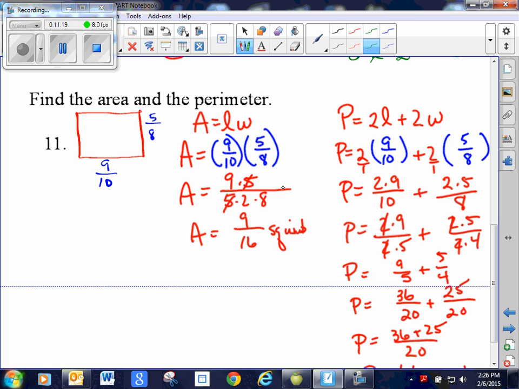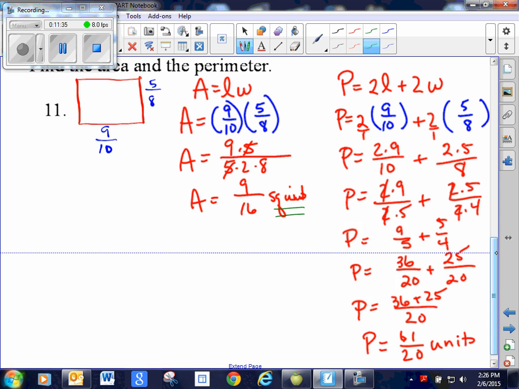Single fraction bar. 9 and 5 are in the numerator. 10, I can make 5 times 2. I'm going to leave the 8 alone because he doesn't have anything in the numerator to cancel with. Put it back together again, and you end up with 9/16, and of course it's square units for any area problem.